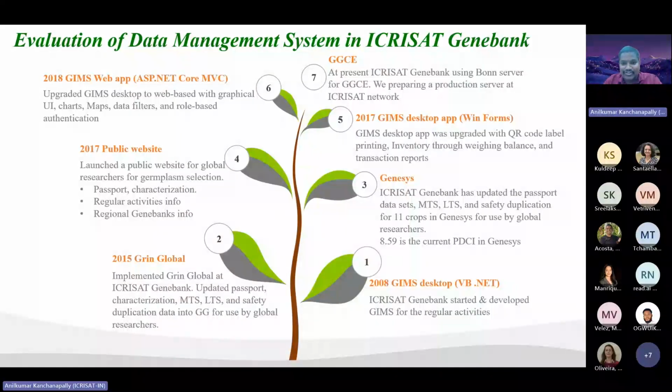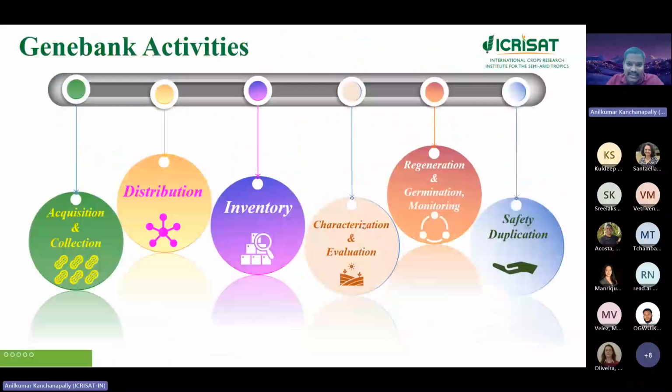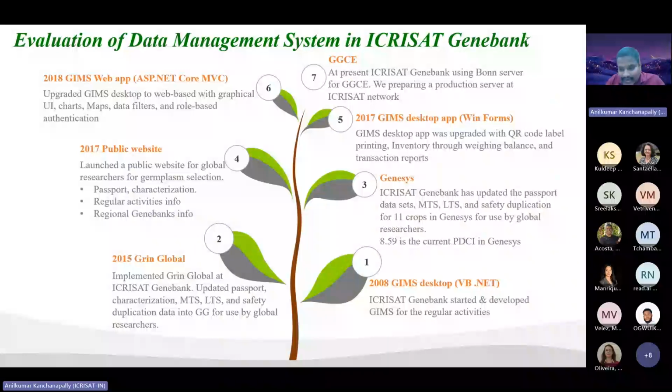Next, this is the data management system evolution in ICRISAT Genebank. Before, we developed a desktop-based application called GIMS, the Genebank Information Management System. This was developed in 2008 with VB.NET. In that application, we handled all the activities mentioned here, acquisition, distribution, inventory. All the activities were incorporated in the GIMS desktop application.